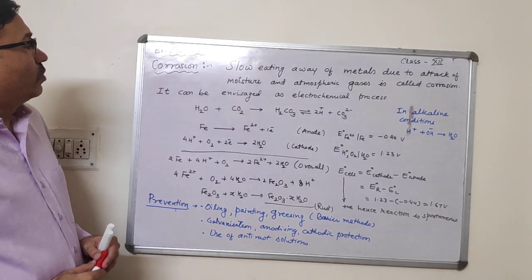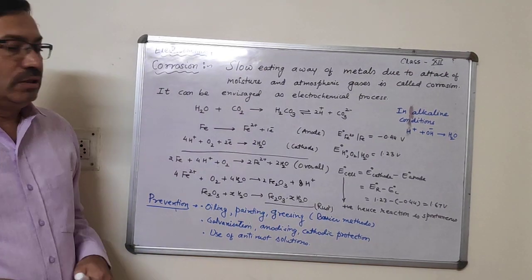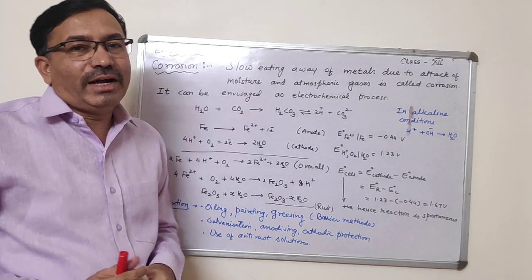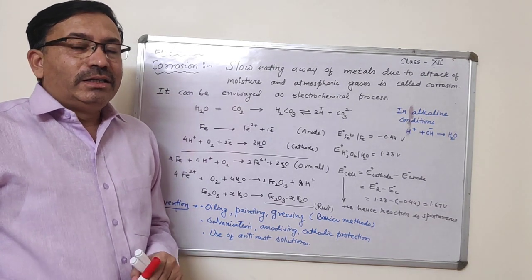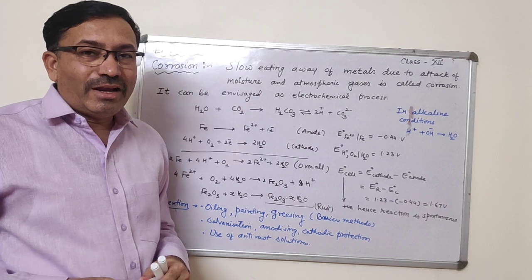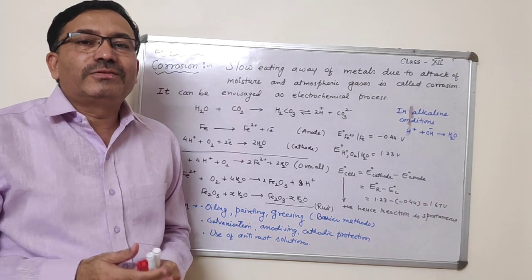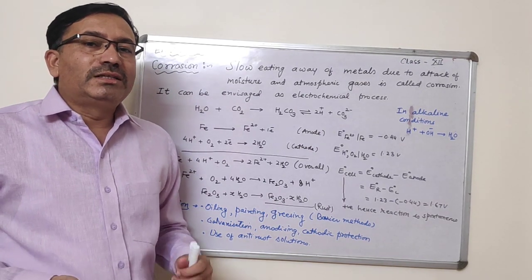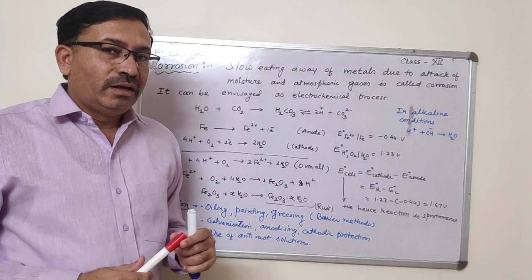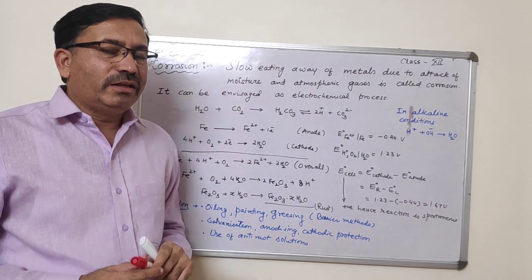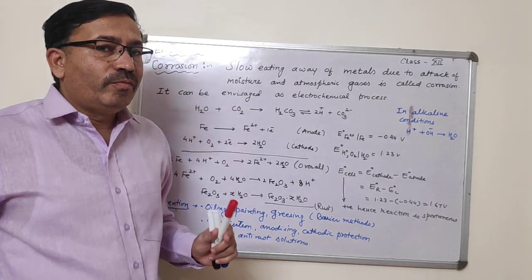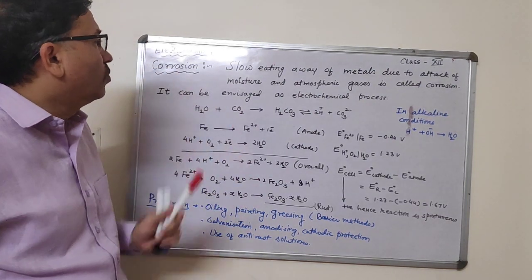Now the next topic we are taking is corrosion. You all might be surprised why corrosion is taken in electrochemistry. It's purely an inorganic concept where rust is formed or a metal surface gets corroded, and we have taken it in electrochemistry. Why we have taken it in electrochemistry, we'll understand. Before that, we'll understand what corrosion is.